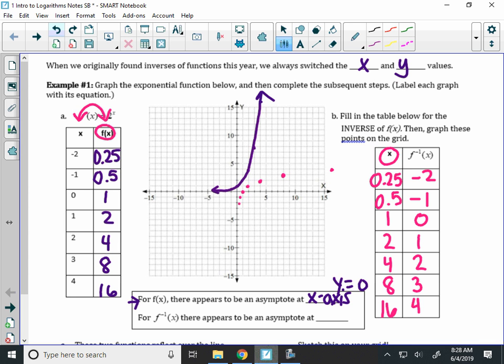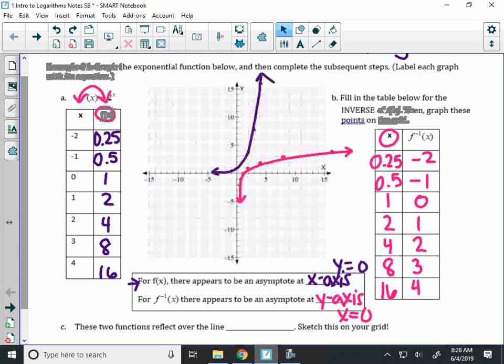Alright, so again, you should see when you graph these with a curve, it does look kind of like a mirror image of the original graph, and it also looks like this graph has an asymptote, but this time the asymptote looks like it's coming along the y-axis here. It's getting really close, but it's not quite going to touch. So in the box underneath, f inverse of x appears to have an asymptote at the y-axis, which the equation for that is x equals 0. So notice that the asymptotes are at the opposite axes.